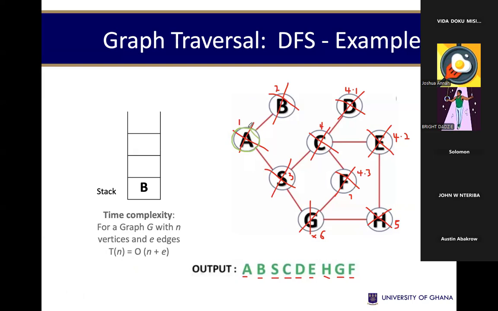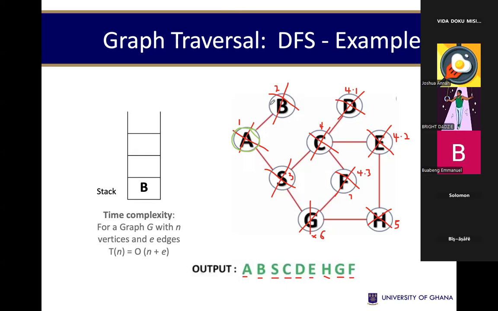Are we okay? Now this node has how many friends? B and S. So far, so good, right? So I mark B and then S. Between B and S, who should I go to first? B, sir. So that's the alphabetical order I mentioned. So when I go to B, B now becomes the second node to visit.